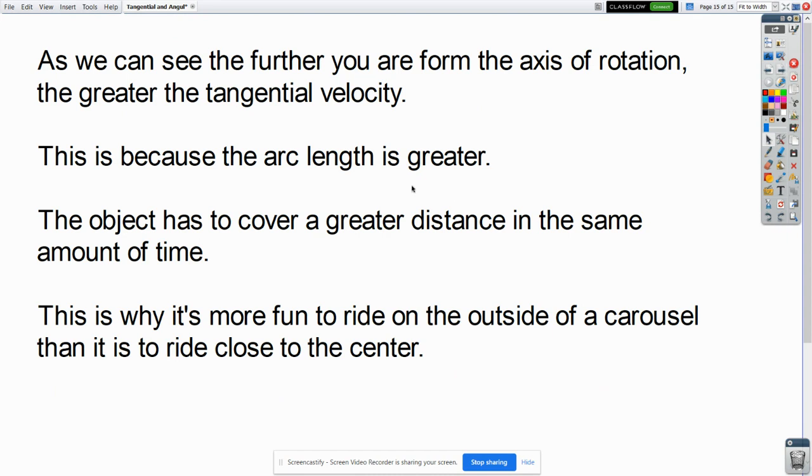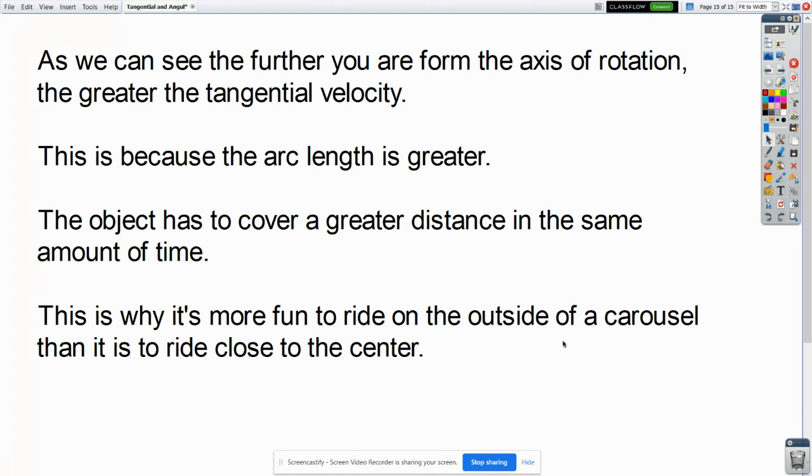So as you move further away from the axis of rotation, the tangential velocity gets higher and higher. They start moving faster and faster. And again, that's so that they can complete that rotation over that longer distance in the same amount of time. It gives us a greater arc length when we're further away from the center rotation. So we have to cover that greater distance in the same amount of time.